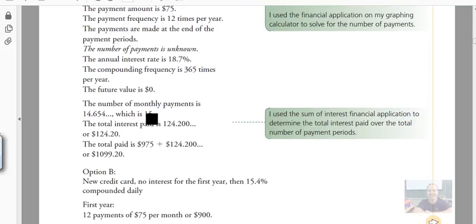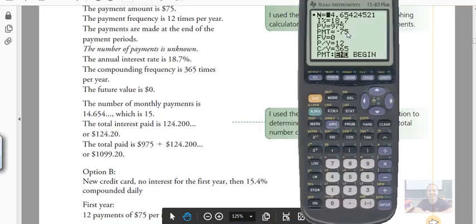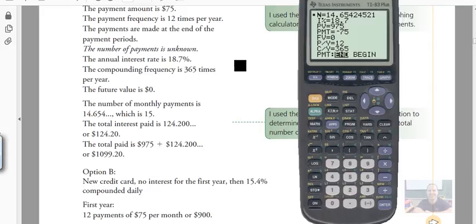Now, the total interest paid then is going to be 124. So where did this 124 come from? They use a special application to find out this number directly. We don't have that application. So how do we find out the interest paid? Well, on your calculator, you know that it's 75 bucks times 15. So 75 times 15 minus 975. That's the original amount. That's the amount of interest.